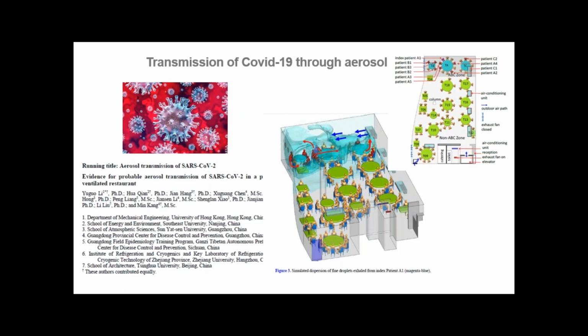In March 2020, a group of researchers from China conducted research on transmission of COVID through aerosol. They investigated the transmission of the COVID virus in an air-conditioned restaurant and the effect of the ventilation and air movement inside the restaurant. They found that ventilation and airflow are very important to minimize the infection through the air conditioning system.